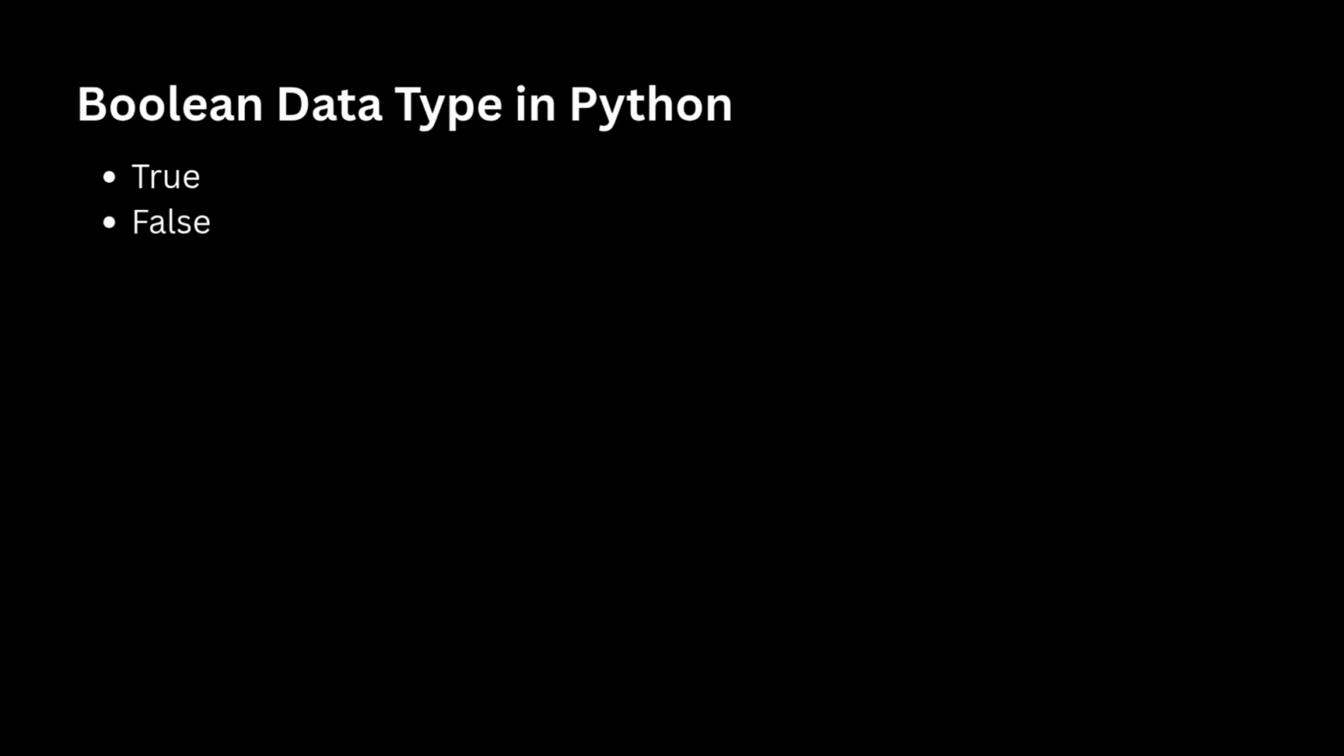We frequently use booleans in conditions. For instance, if a person's age is greater than or equal to 18, the boolean result will be true, meaning they are eligible to vote. This makes booleans one of the most important data types in Python, especially when making decisions in programs. Let's see some examples.